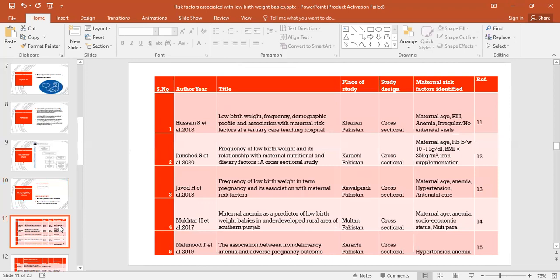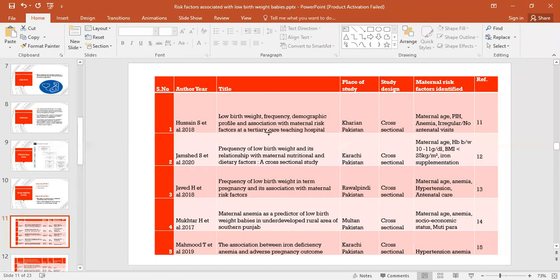This is the results section, in which the data of these 20 studies are depicted in the form of a table. In column number 1, this is the serial number of all articles and author and year. And then there is the title of the article, place of study in different cities of Pakistan where the study was conducted, study design, and then in the last column there are maternal risk factors that are identified in different studies, and this is the reference number of these studies.